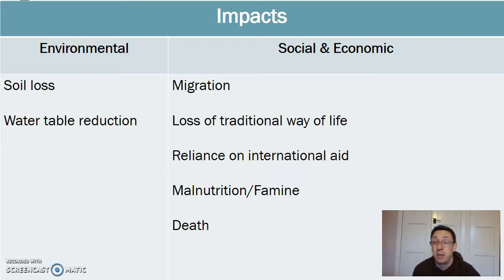It's slightly different from the Great Plains in that the agriculture we have in the Great Plains is very much industrialized agriculture, so it's not a traditional way of life you're losing. These areas then have a reliance on international aid. We see malnutrition happen, we see famines occur as a cause of this, and obviously that can result in death. So it can be very, very serious.